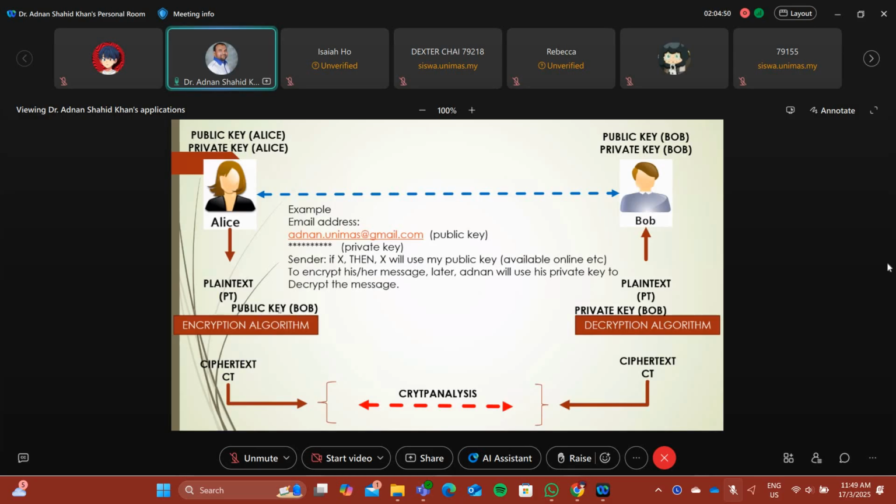So the best option for communication with Bob is to choose these 2 keys: the private key of Bob and the public key of Bob. The best option is to encrypt with the public key of Bob. We get the ciphertext, Bob receives the message, and Bob uses his private key to decrypt the data. For example, if the sender is X, then X will use my public key available online to encrypt this message. It's the same method.